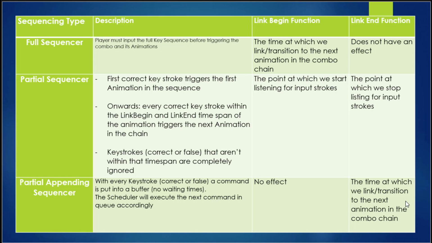It might seem complicated, but it will all become clear and obvious to you after you start playing with the package itself. It's really easy to use. All you need to know is basically what the link begin and link end functions do, and the general idea of partial sequencing, partial appending and the full sequencer. And that's pretty much it. You can create, I think, any kind of fighting game using these three sequencing types. So yeah.